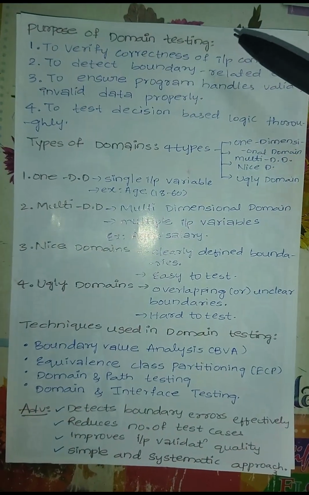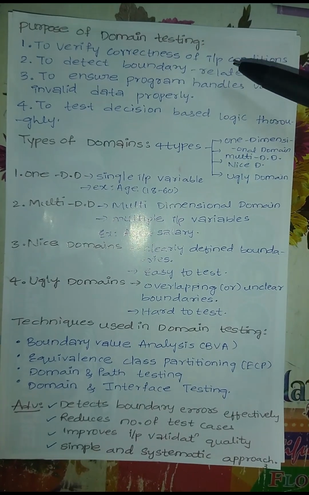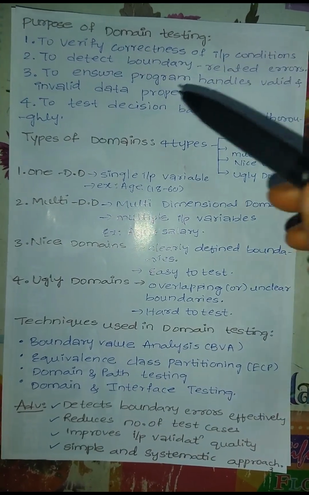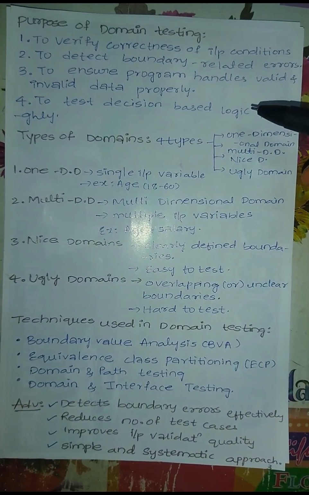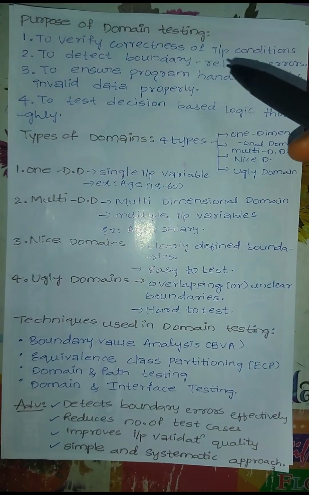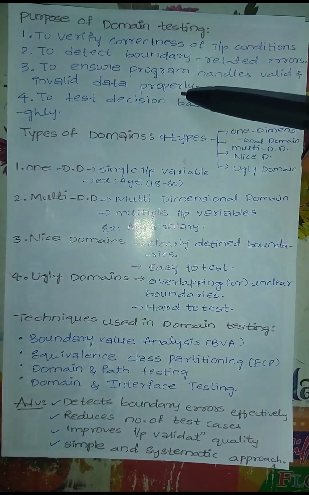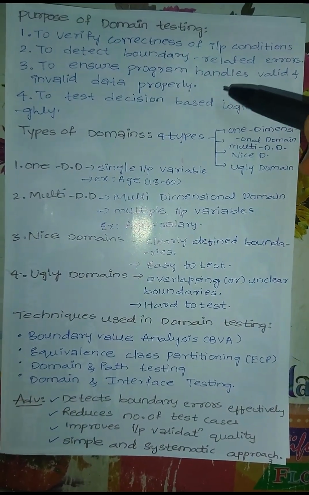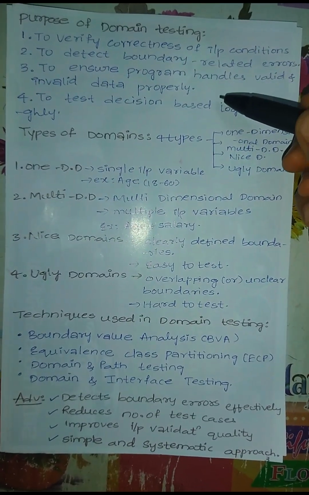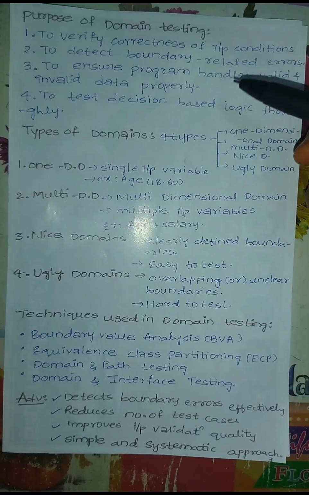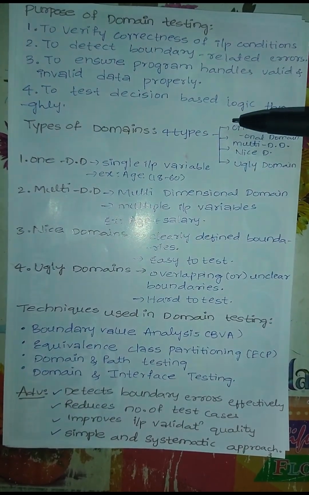Purpose of domain testing. It is used to verify whether the input condition is correct or not. It is used for detecting boundary related errors. If an error occurs, then it will find the error. To ensure the program handles valid and invalid data properly, it will check whether it is a valid statement or invalid statement, and whether valid data is working properly or not. It is used to test the decision based on the logic.